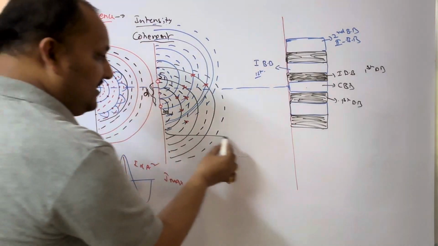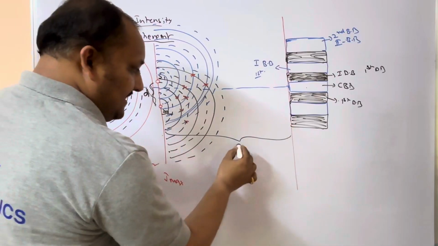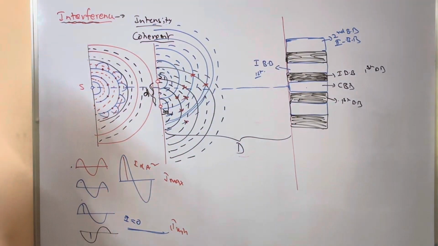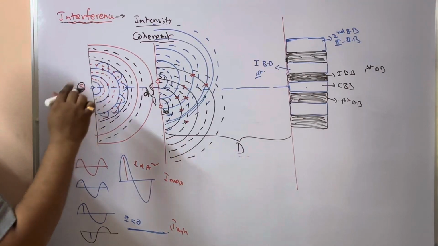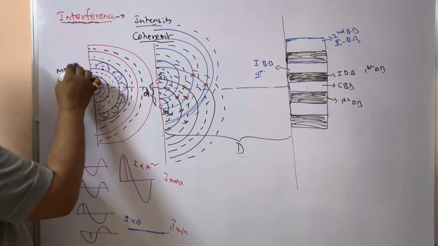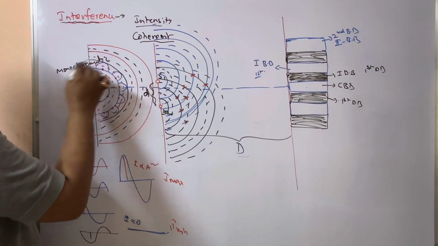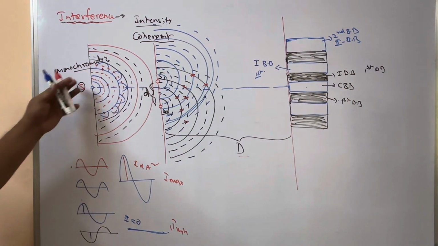Next, the distance between these two slits and the screen is going to be capital D. And here, as the source, we are going to use single color light. That one only we will say monochromatic. Chromatic means color, so single color light.